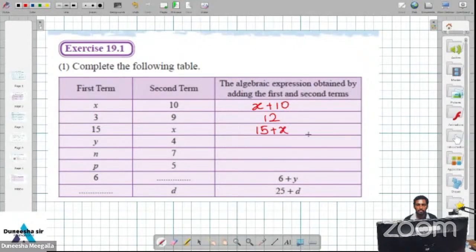Can you fill the other blanks? Yes, sir. Okay. Do this.